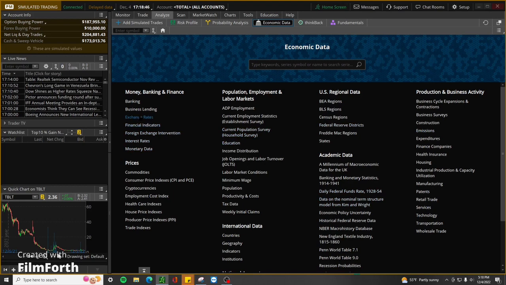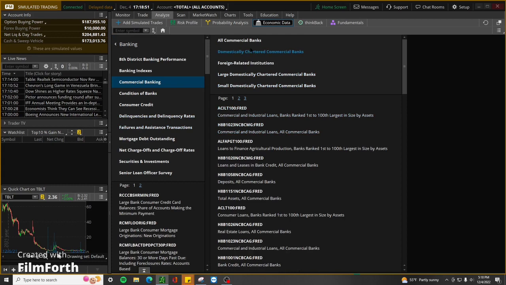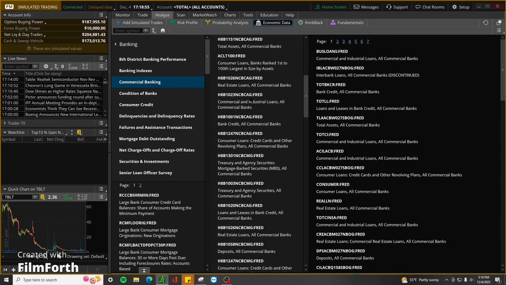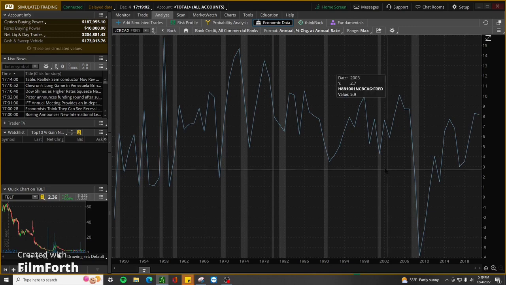So clicking on any one of these data sets will basically give you access to a huge database of economic data. Click on, let's say, banking. I'll just click on banking, say commercial banking. Alrighty, all commercial banks. Let's see, bank credit. Let's see, shows us anything. It doesn't. Okay, perfect. Populates that data for you.